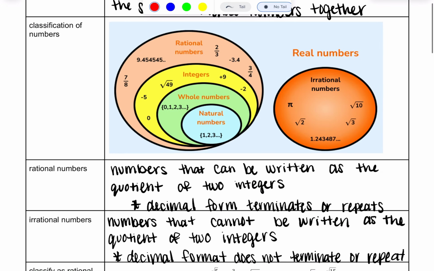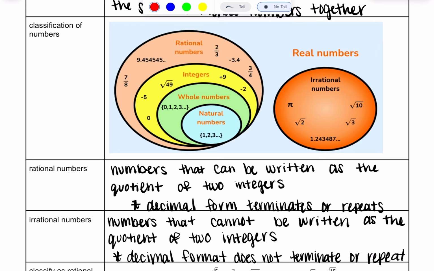So we're really just talking about any number. Now, rational numbers can be written as the quotient of two integers. So we can look at whole numbers, positive and negative whole numbers, and also fractions. With fractions, we want to make sure we're looking at two integers, two whole numbers at the top and the bottom. And for decimal form, you want to make sure that you're looking at decimals that either terminate or repeat.